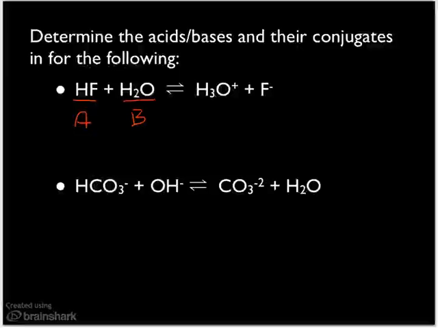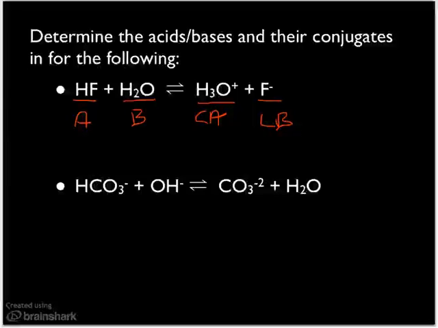Now on the other side, this HF gives up an H, so you form F minus instead. So this would be known as your conjugate base because it gave up an H. Your H3O plus, as you can see, is basically H2O, but it gained an H. If it gains an H, that's your conjugate acid. So it's just basically the opposite on the other side. So let's go to the next example.